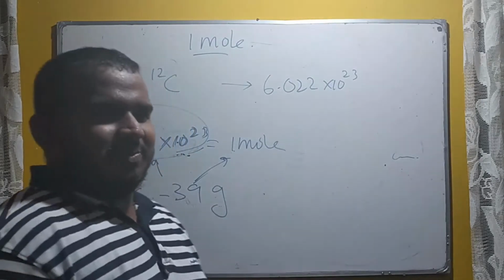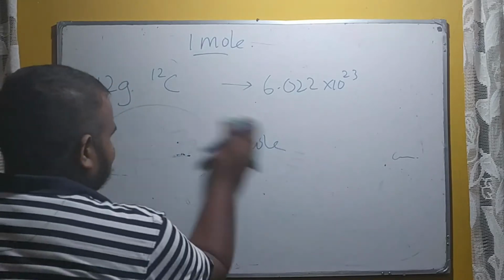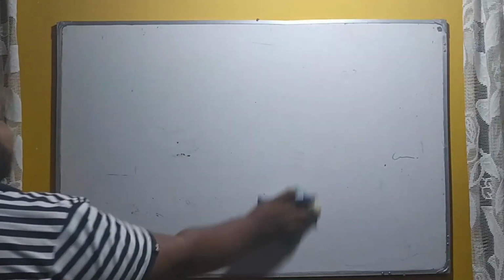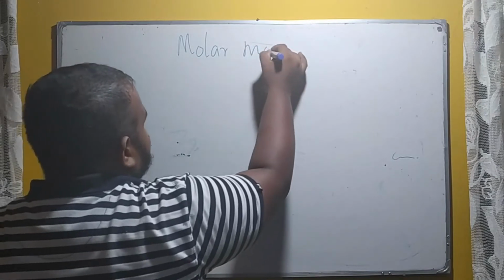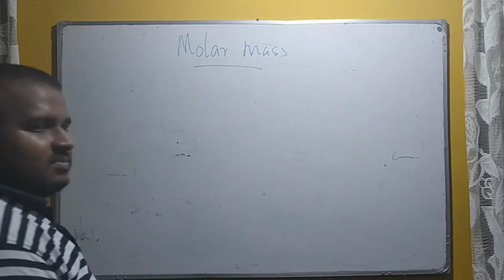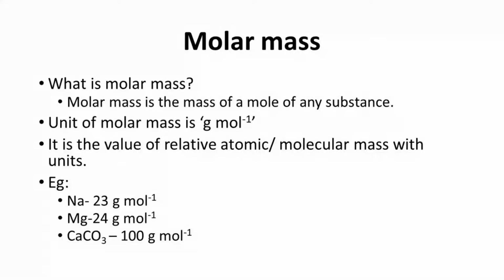So the next topic. There's an equation. I will come to that equation. Next topic is molar mass. How does it come? Molar mass means mass of a mole of a substance. Simple. The molar mass is defined as below. What is molar mass? Very simple. Mass of a mole of any substance, we call it molar mass.